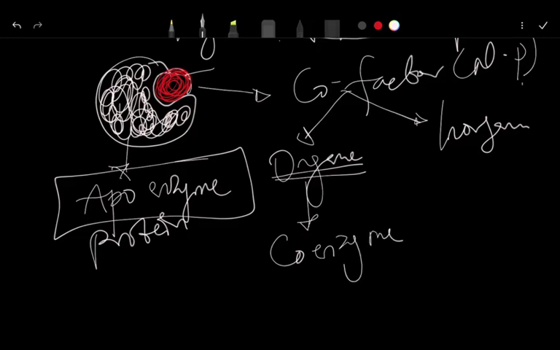If it's not organic, we just call it an inorganic ion, like magnesium, calcium, even zinc. There are things that are required by certain enzymes to function. Those are inorganic. But once it's organic, we call it a coenzyme. Even this coenzyme itself is further divided into two.